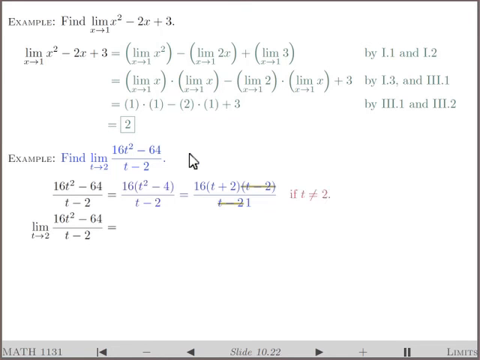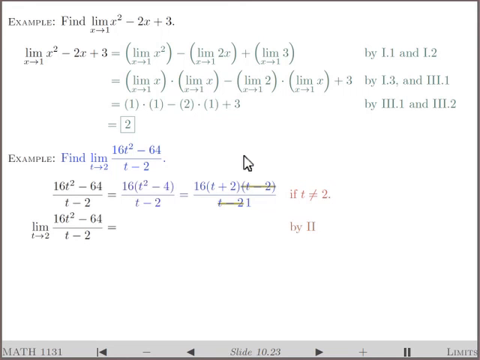So we can reduce the fraction by cancelling the t minus 2, and I have 16 times the quantity t plus 2. But there is a small issue when we think of this as functions, which is that when t is equal to 2, this fraction is not defined, but the polynomial is. So as functions, what this really says is that if t is not equal to 2, these two functions are equal. And if you recall, the second property from the previous slide says that if two functions are equal, except at a certain number, then they must have the same limit at that number.